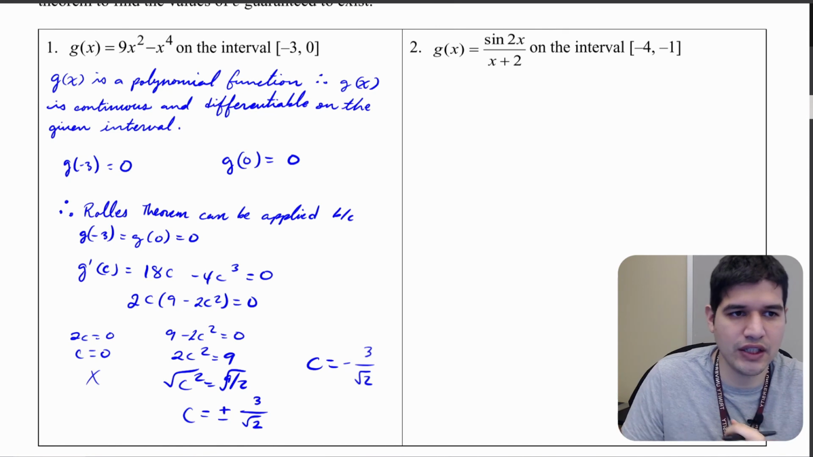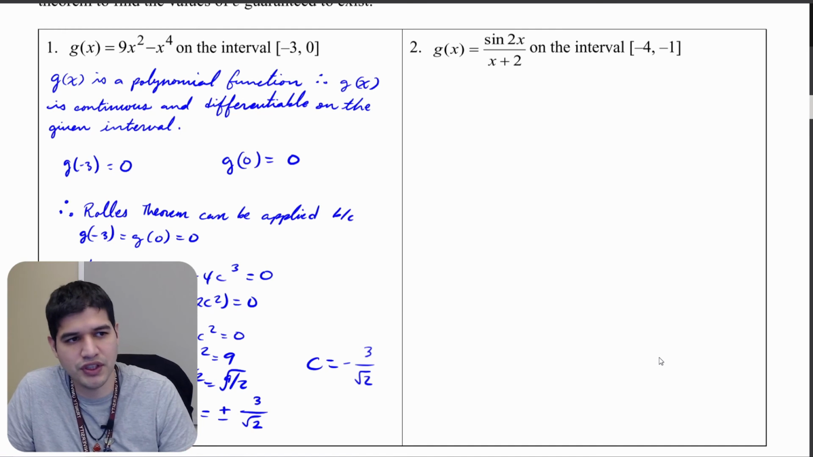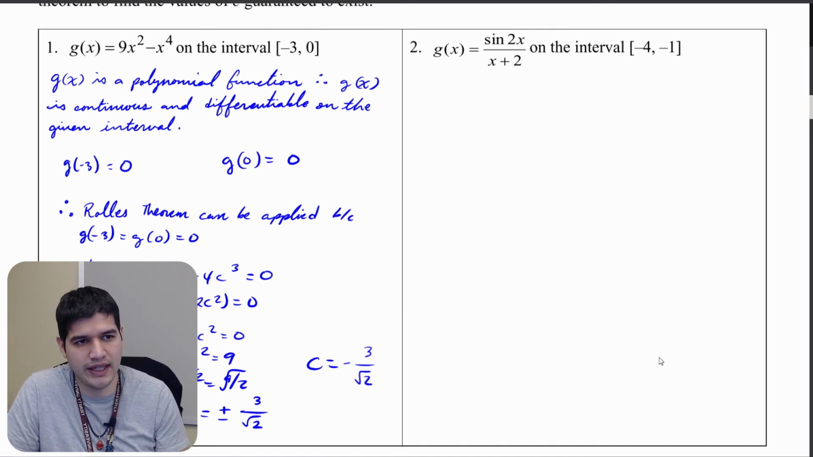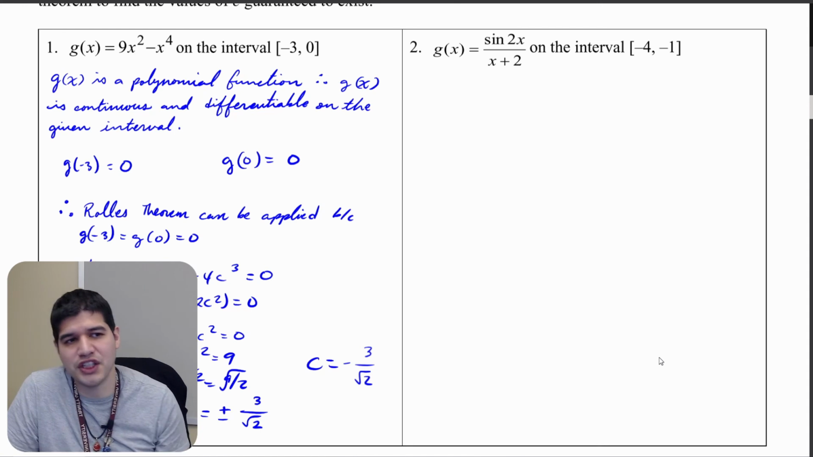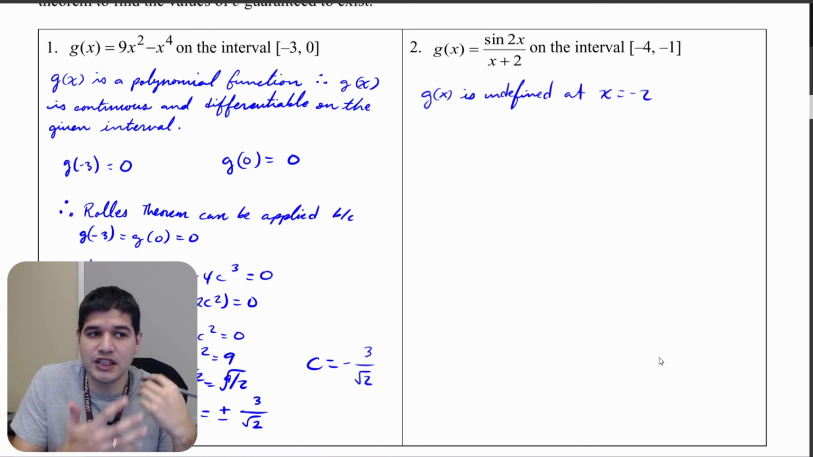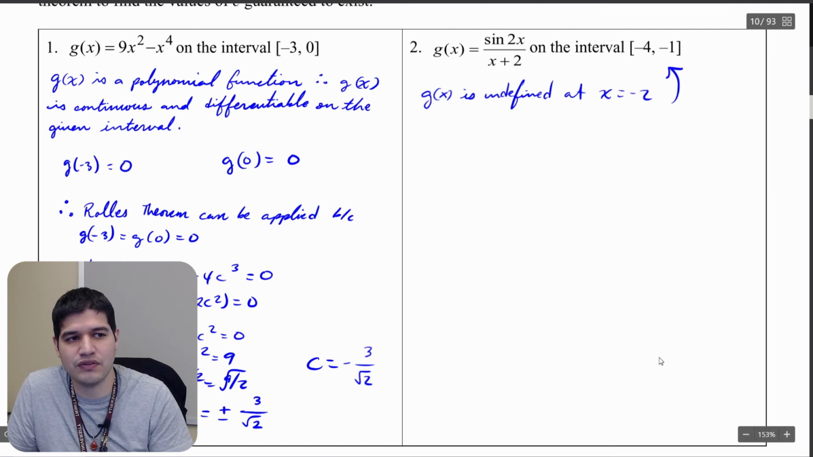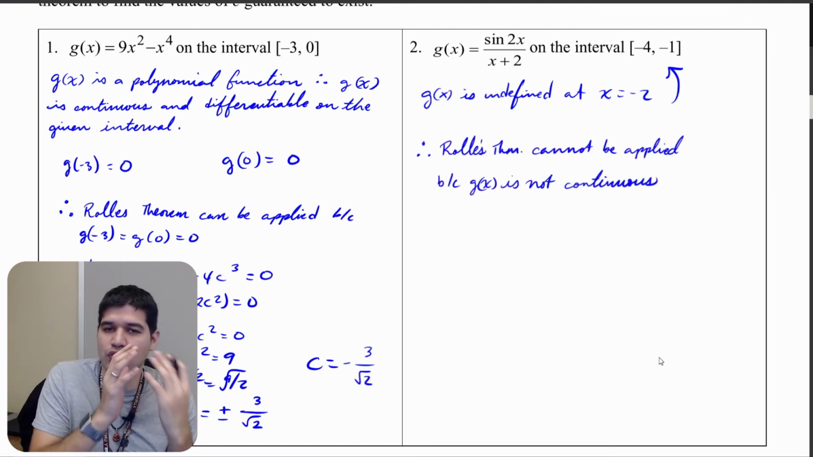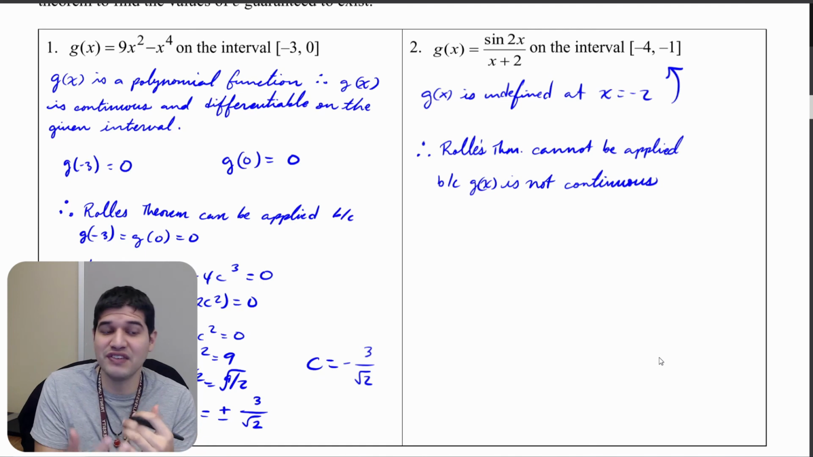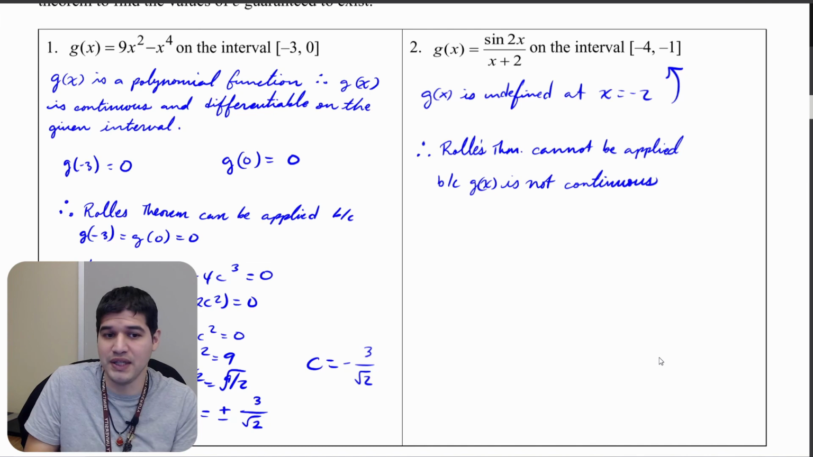And finally, let's take a look at this last problem. We had g of x equals 2x over x plus 2, and we're looking on the interval from -4 to -1. I do have a rational function here. And so I want to note that g of x is undefined at x equals -2. Since it's undefined at x equals -2, that is within that interval from -4 to -1. So Rolle's theorem can't be applied because g of x is not continuous. It has to be continuous over the entire interval for it to be applied.